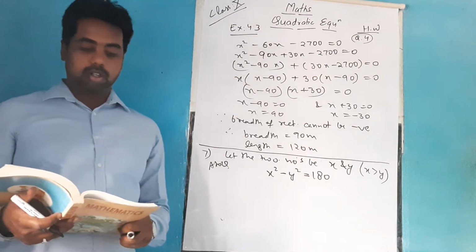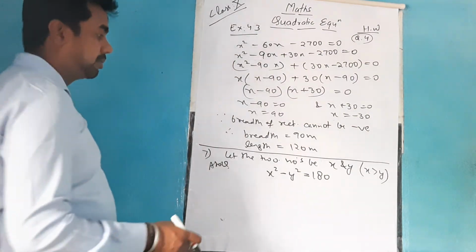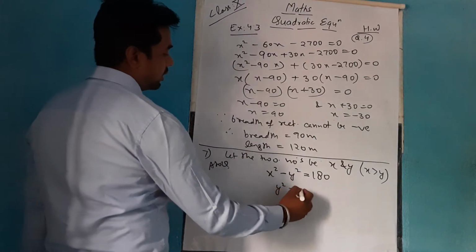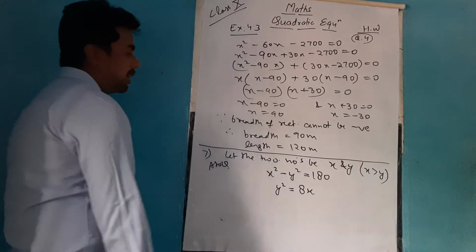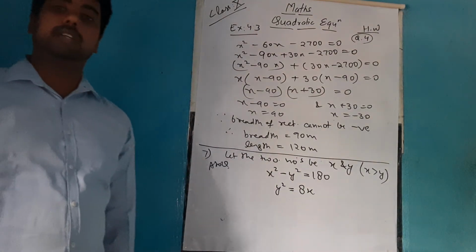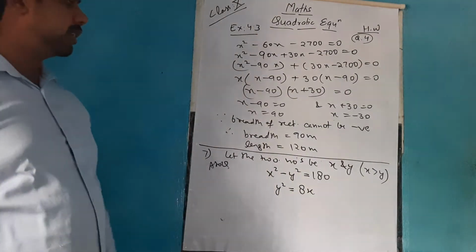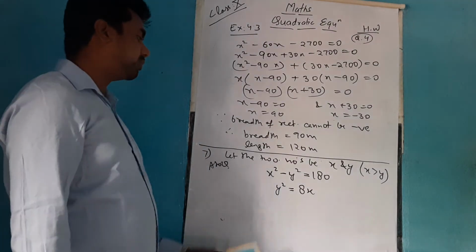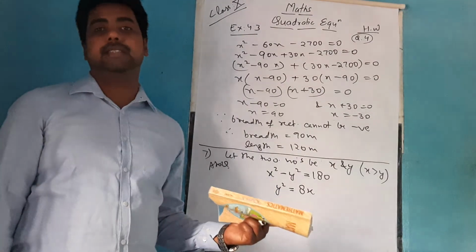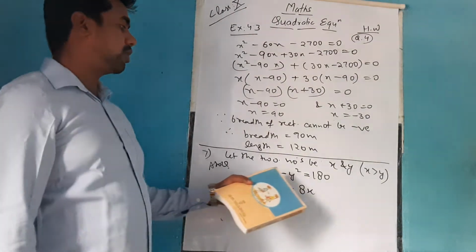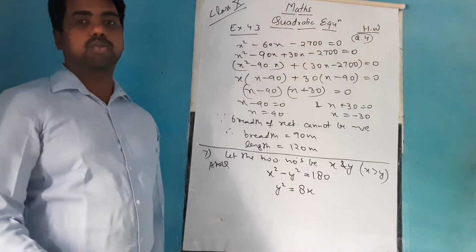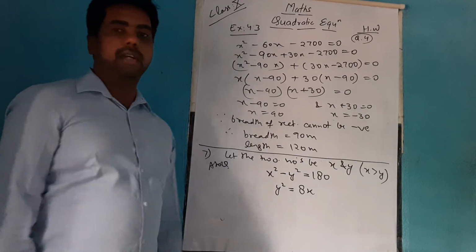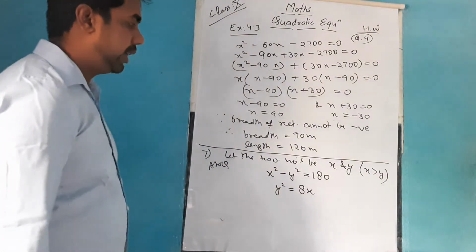The square of the smaller number is 8 times the larger number. The square of the smaller number is y square, and the larger number is x, so y square is equal to 8x. These are the two conditions given. We have to get the values of x and y. Difference of squares is 180, so x square minus y square equals 180, and y square equals 8x.